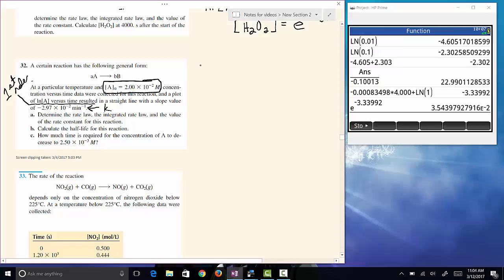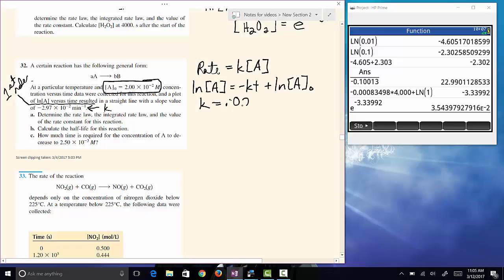So rate law, we have rate equals K times A. Integrated rate law, natural log of A is minus KT plus natural log of A naught. And our rate constant is the positive value of our slope, so 0.0297, and that's minutes to the minus 1. And that was part A.